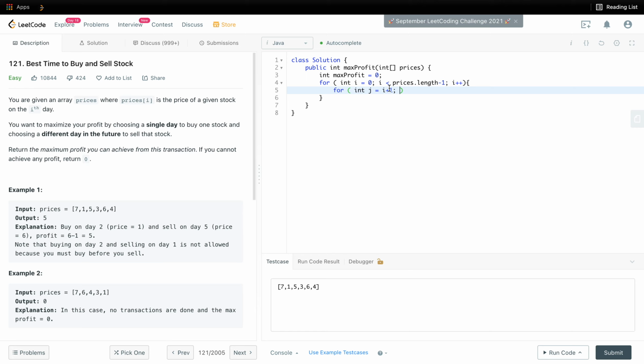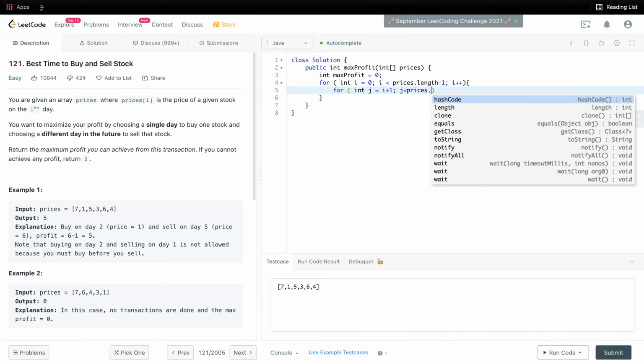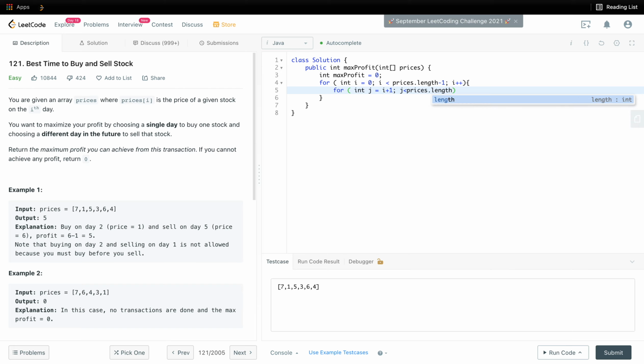Here I initialize j with i plus 1 because if this is the i, we need to start from here, because we can only sell stock after we bought it. So you can consider i is the buying day and then we are checking which is the best day to sell the stock. So that's why j is equal to i plus 1 and j is less than prices.length and j++.